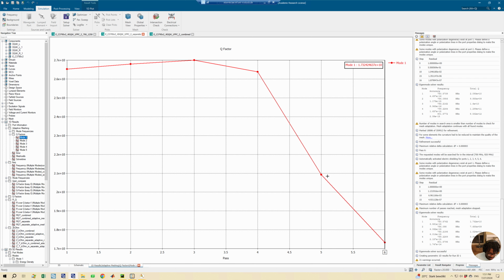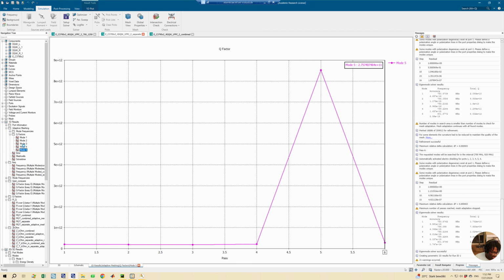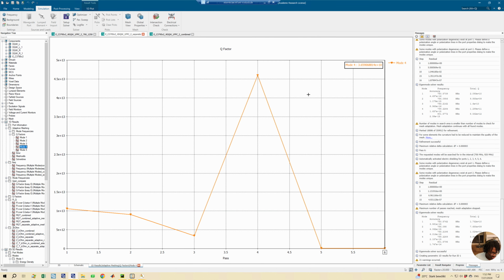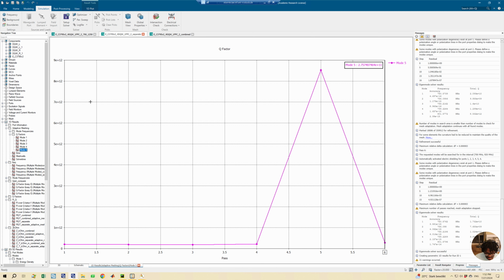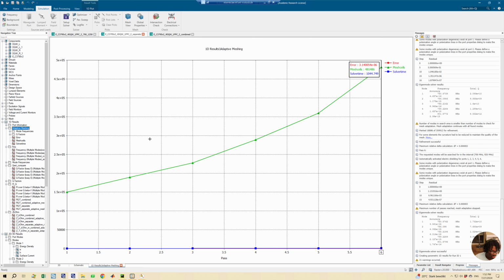So the Q factor for the first mode, I'm not going to go through all of them in this video because that would take a lot of time. Maybe in some other video. You see that for this mode the Q factor doesn't really converge to a particular value, and this one also. But you could find out information about your adaptive meshing from this part of the navigation tree. So that was it for this video.